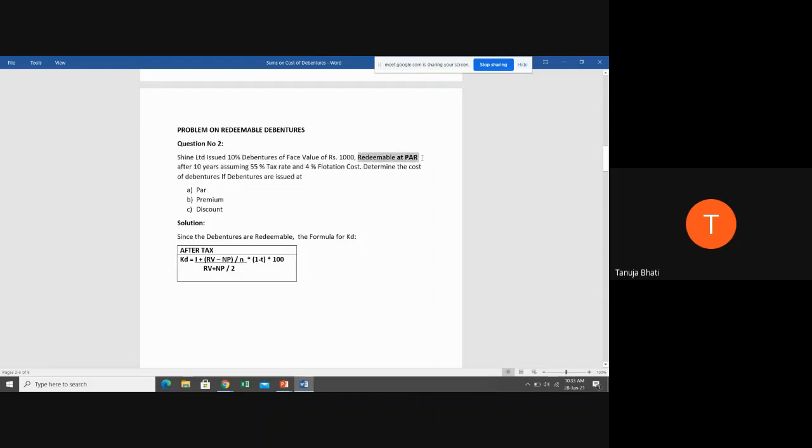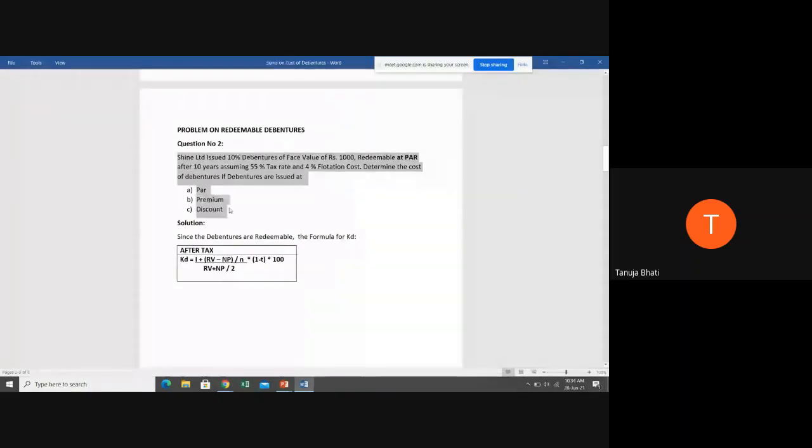It is very important that you see whether it is redeemable at par, premium, discount. And issue also you need to check whether it is issued at par, premium, discount. So remember, it is redeemable at par. That means it is repayable on the face value only. After 10 years, assuming 55% as the tax rate and 4% flotation cost, determine the cost of debentures if the debentures are issued at par, premium, discount.